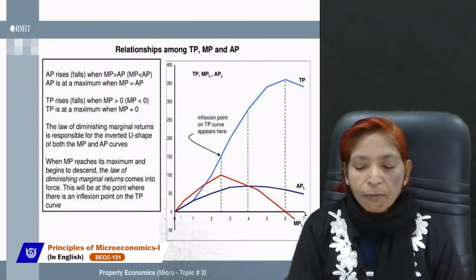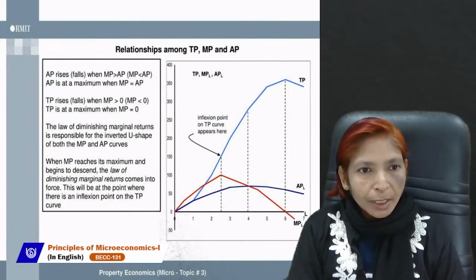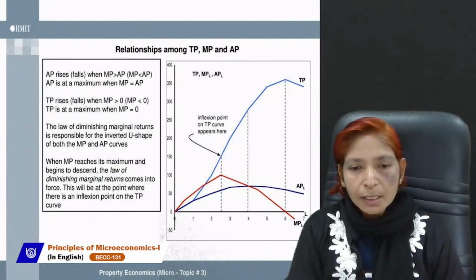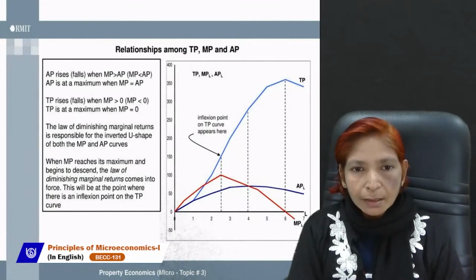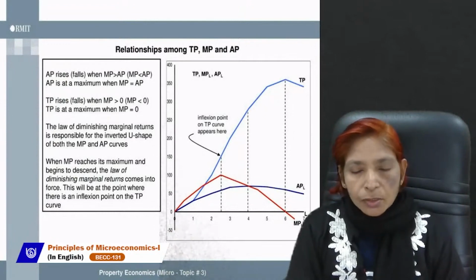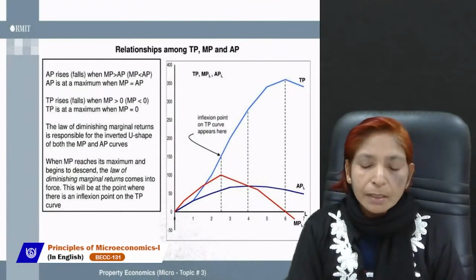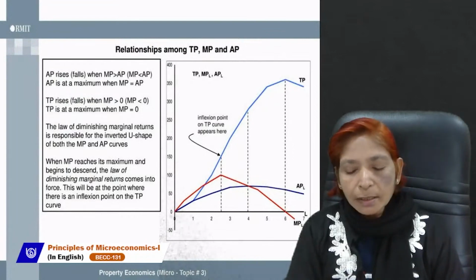So the law of variable proportion, or returns to a factor, or the law of diminishing returns, we can show with the help of this diagram. Here we are showing three stages of production. One is increasing returns to a factor, second is diminishing returns to a factor, and third is negative returns to a factor. So TP, MP and AP all are interrelated with each other and we can show returns to a factor with the help of this diagram.